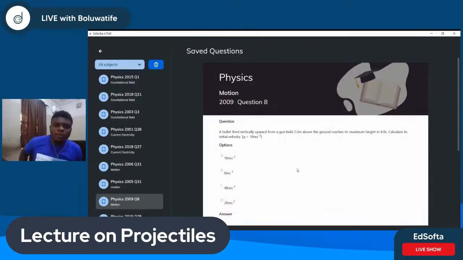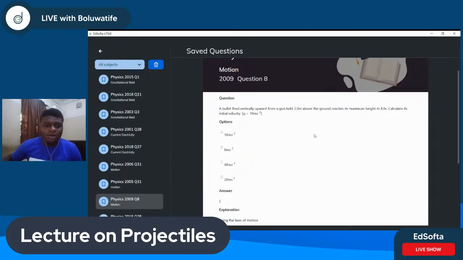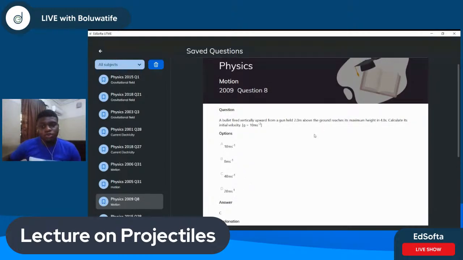A bullet fired vertically upward from a gun held 2 meters above the ground reaches its maximum height in 4 seconds. Calculate its initial velocity. Okay, this really is not that related to projectiles, but it's simply a combination of normal equations of motion, right? So when a bullet is fired vertically upwards from a gun, the bullet is coming out with an initial velocity, right?